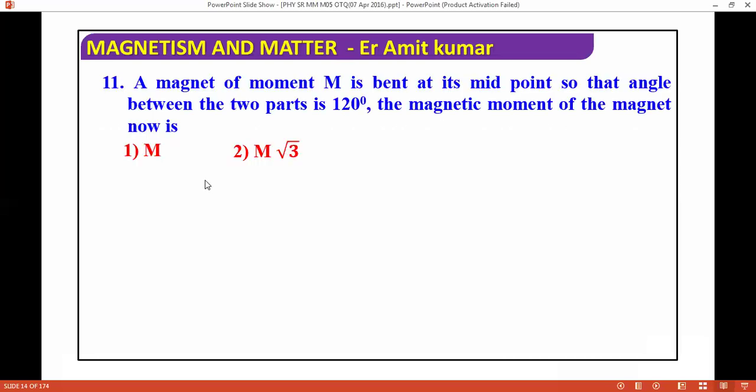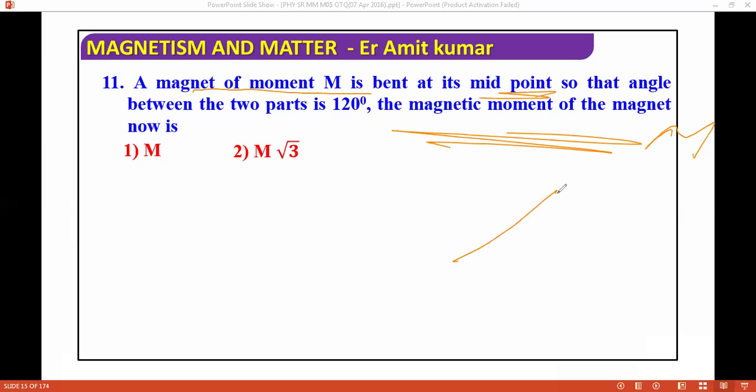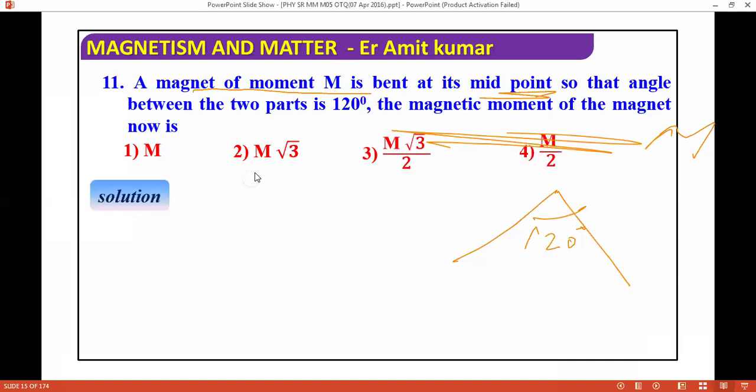If a bar magnet of moment M is bent at its midpoint so that the angle between the two parts is 120 degrees, what is the magnetic moment of the magnet now? This is a very good question. If you know the concept, then only you can do it. It is asking for the net magnetic moment. Again, apply the formula: M dash is M sine theta by 2.